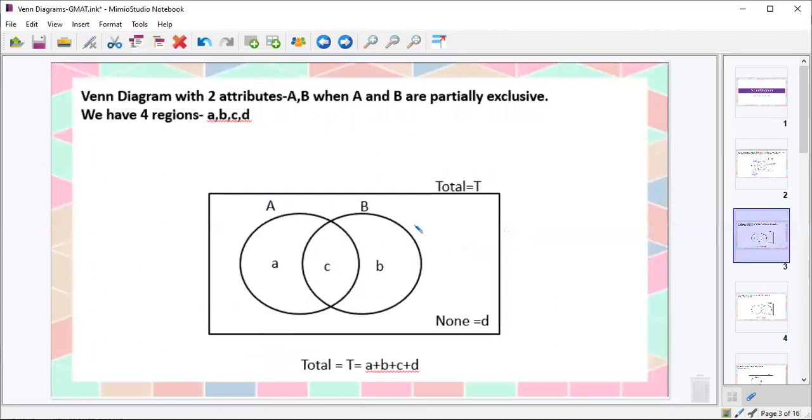Now we are going to look at some different types of Venn diagrams with two parameters. One we have already seen, in which we have two parameters and some area is being overlapped between the two parameters.